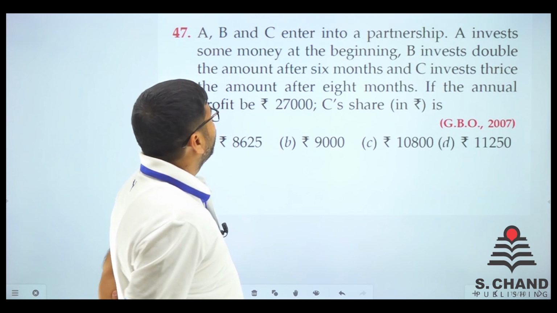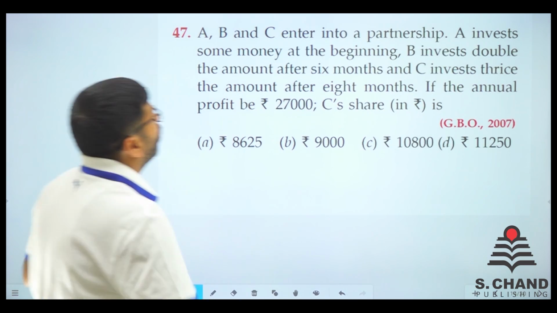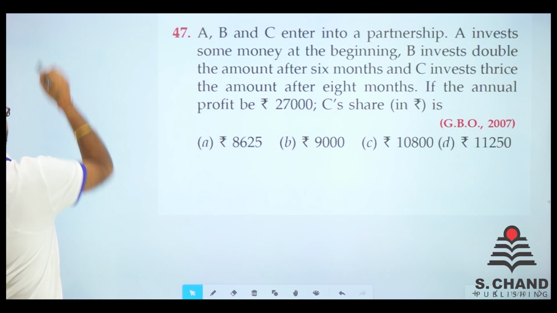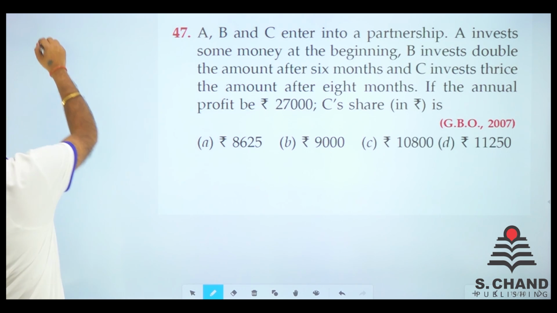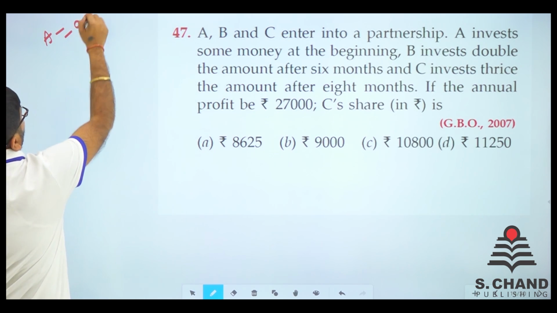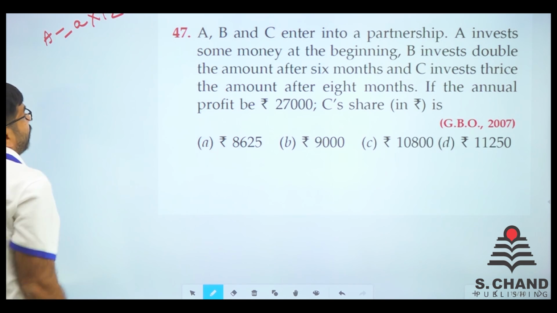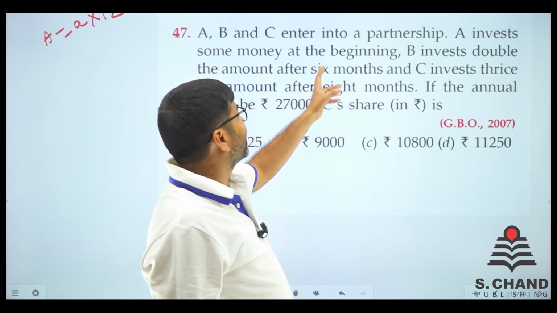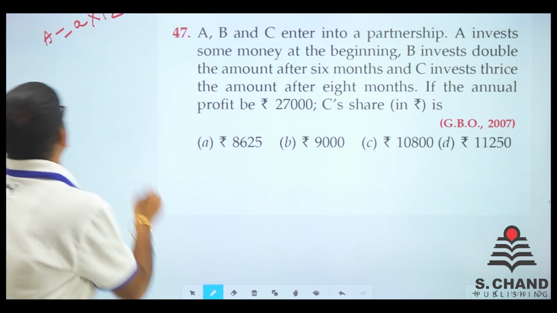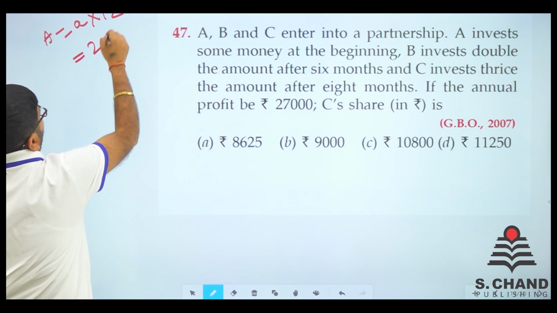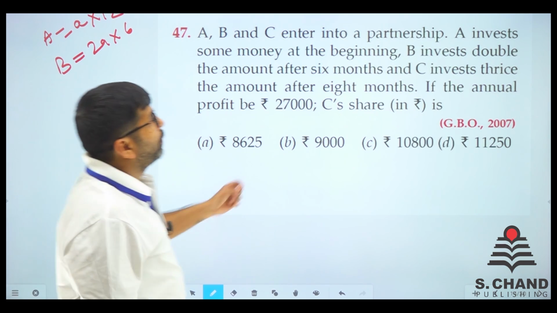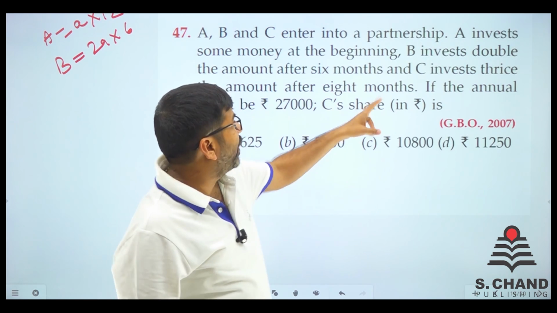What should we do? We start with A. So, for example, A invested some money. That money is A, right? Say for example, A invested A money. A money was invested for 12 months without fail, because it is said like that. After 6 months, double of A was invested by B, twice the money.